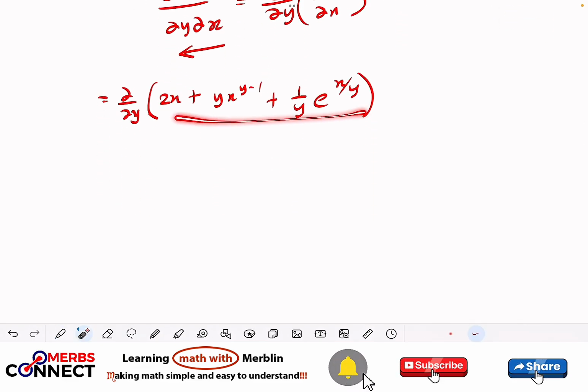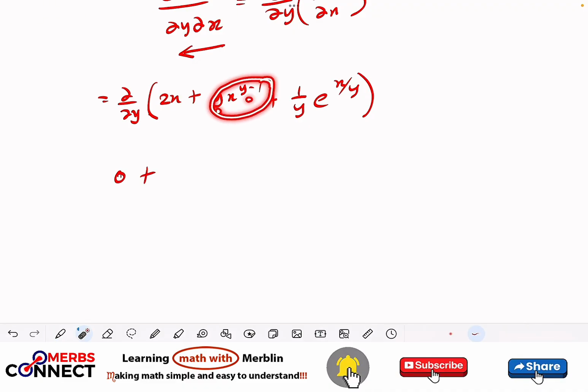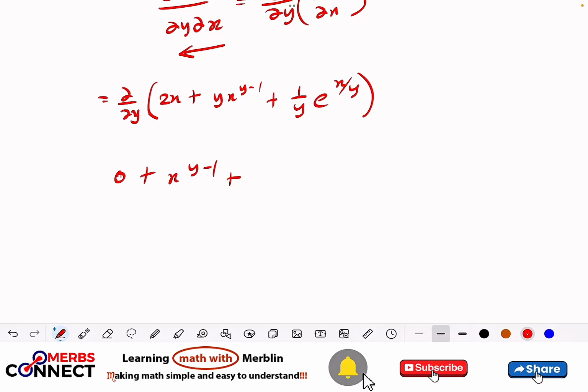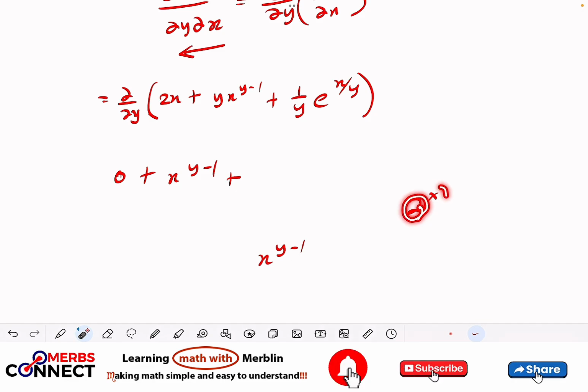Now with respect to y, there is no y here, so this is 0 plus. Now there is y here, so this is going to be the product rule. When I differentiate y, I'll get 1, so I'm just going to have x^(y-1) plus. Now I maintain y and I differentiate this. You see x to the power y minus 1, the one that we are differentiating is up here. So this is like differentiating 2 to the power x with respect to x. This is a constant base, and the variable that we are differentiating is up here.